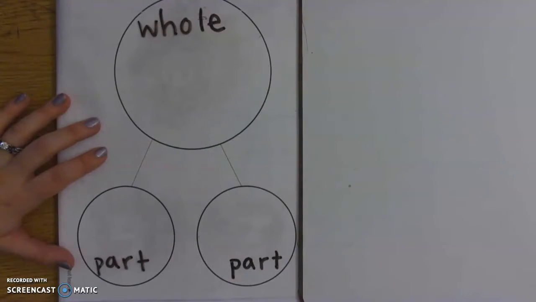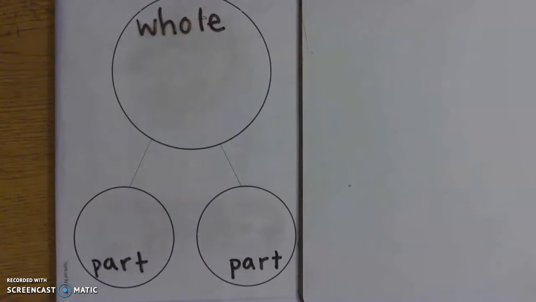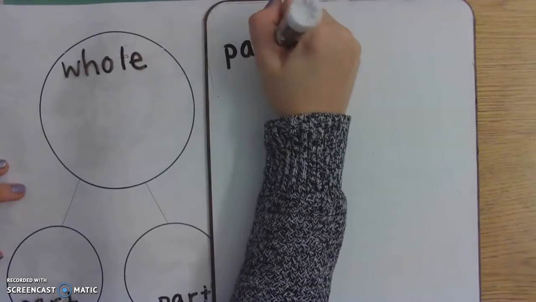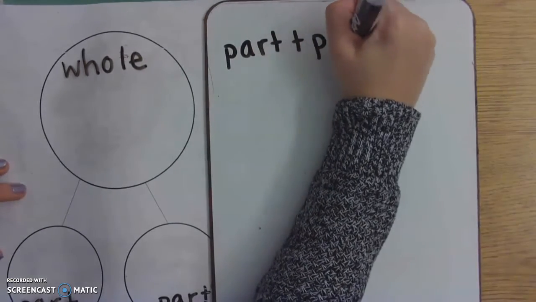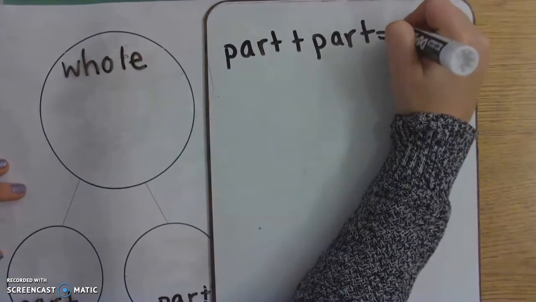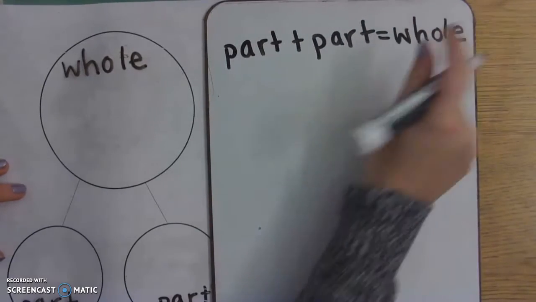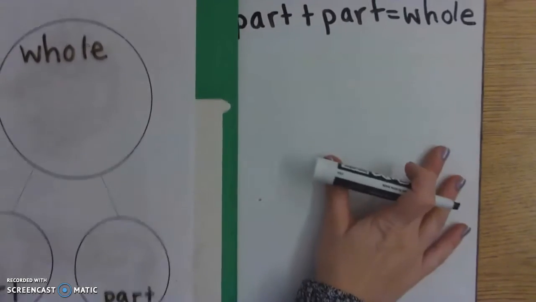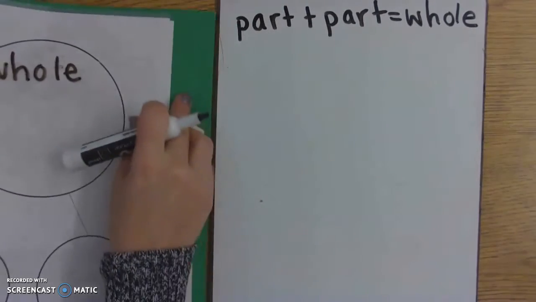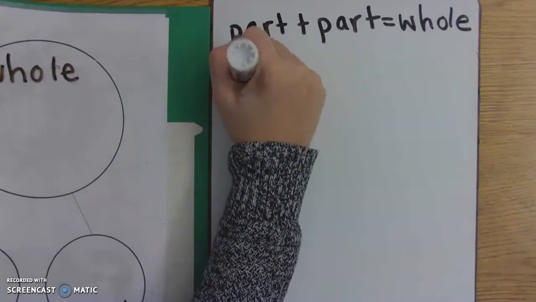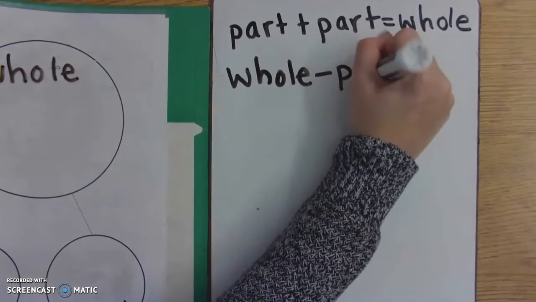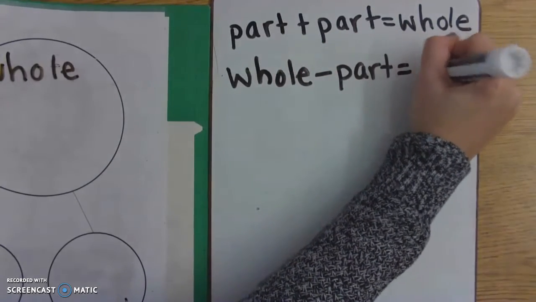And when we think about this, when we add, part plus part equals whole. And again, this sentence helps us when we have two. If you have more than two parts, it's part plus part plus part, however many parts you have. When we subtract, we take our whole number, we take away one part, and it equals our other part.